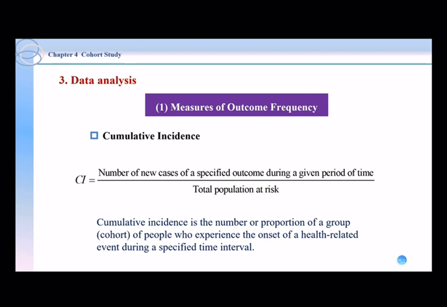The difference between this cumulative incidence and the previously mentioned incidence rate is that in the incidence rate, the number of new events happened in a specified period, while in the cumulative incidence, the new cases can be identified during a given period of time.